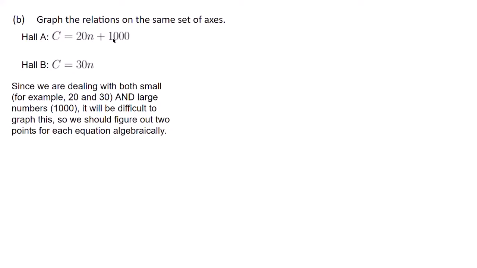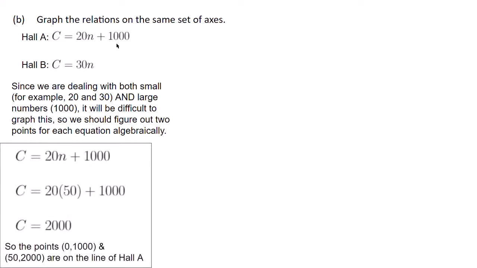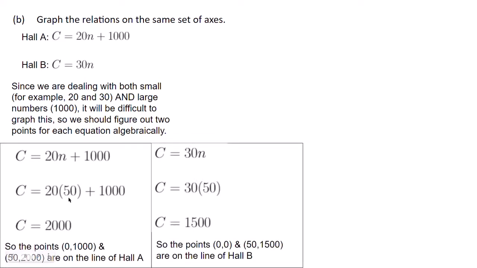I know that this is the y-intercept, and I know for Hall B the y-intercept is at the origin because it's a direct variation. So then we just have to find it for the point 50 for both equations. So if we invited 50 people in both halls, how much would it cost? For hall A, I can tell that there's going to be either $1,000 for 0 people or $2,000 for 50 people, right here. And then for hall B, I know that it's going to be either $0 for 0 people or $1,500 for 50 people.